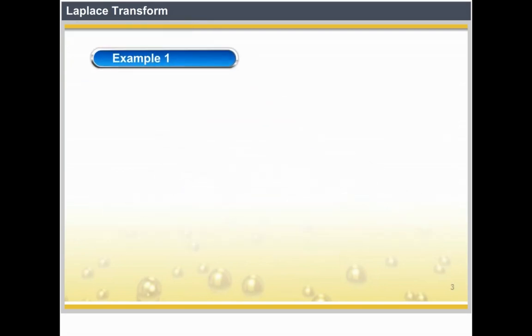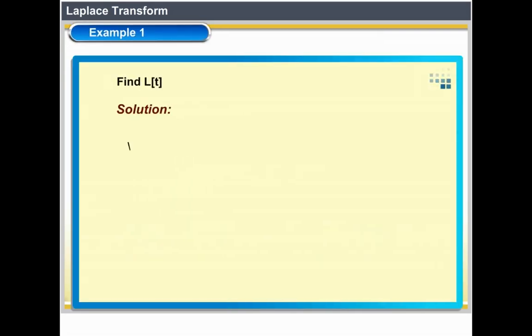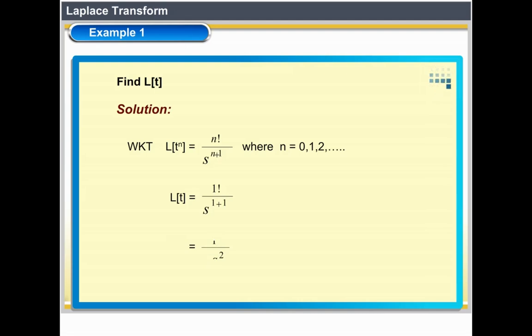Example 1. Find L of t. Solution: we know that L of t power n equals n factorial divided by s power n plus 1, where n equals 0, 1, 2, etc. Laplace of t equals 1 factorial divided by s power 1 plus 1, equals 1 divided by s square. Here n equals 1.